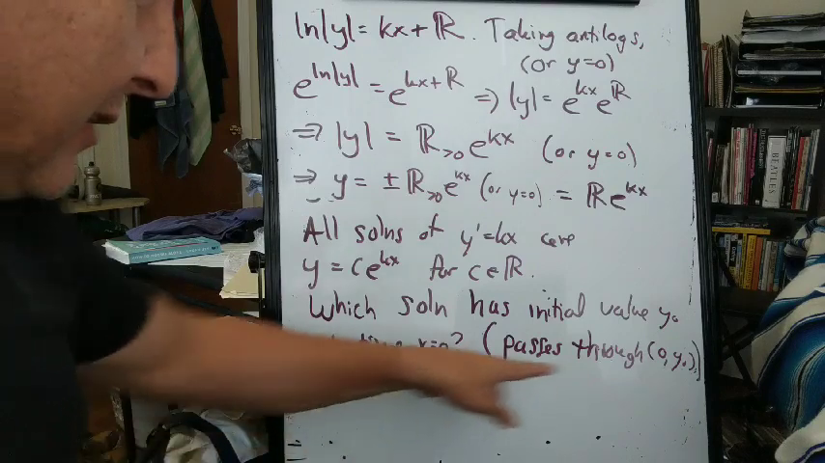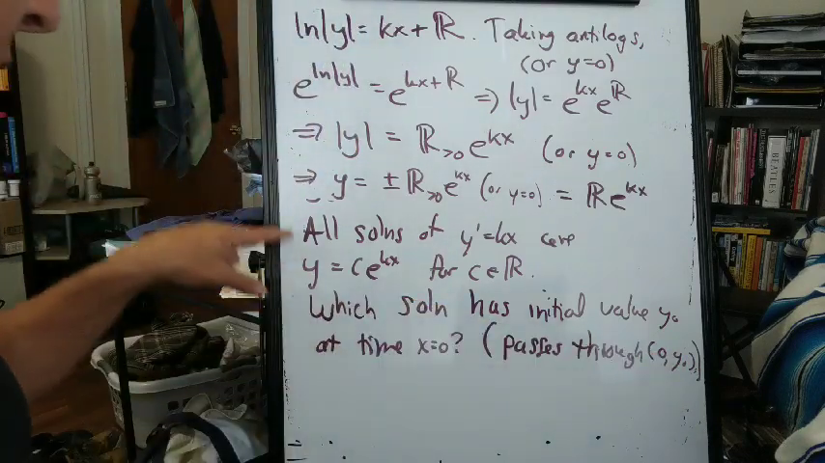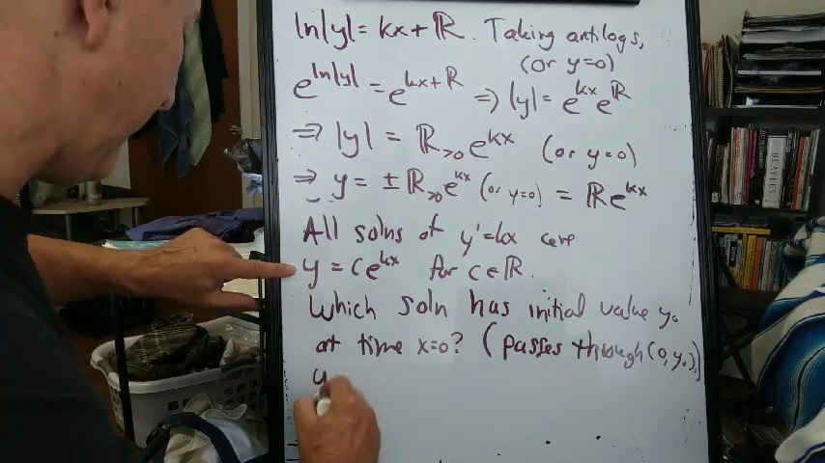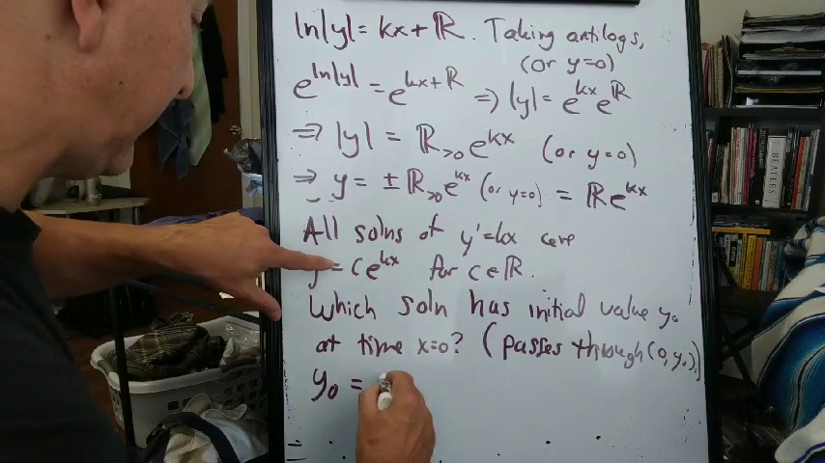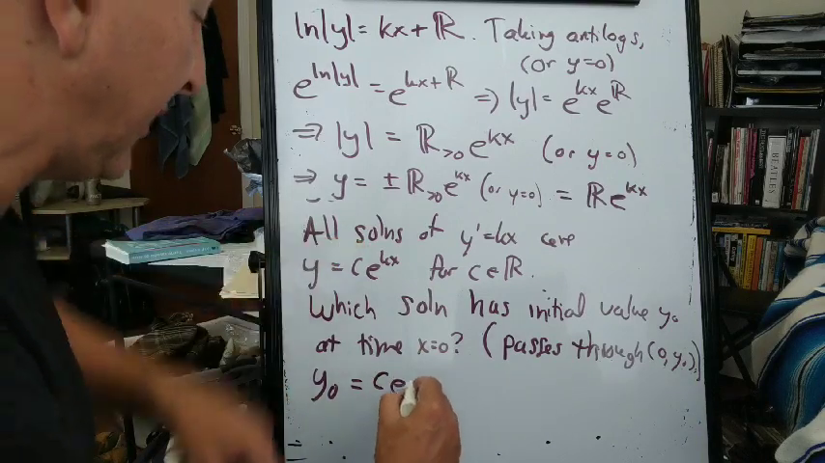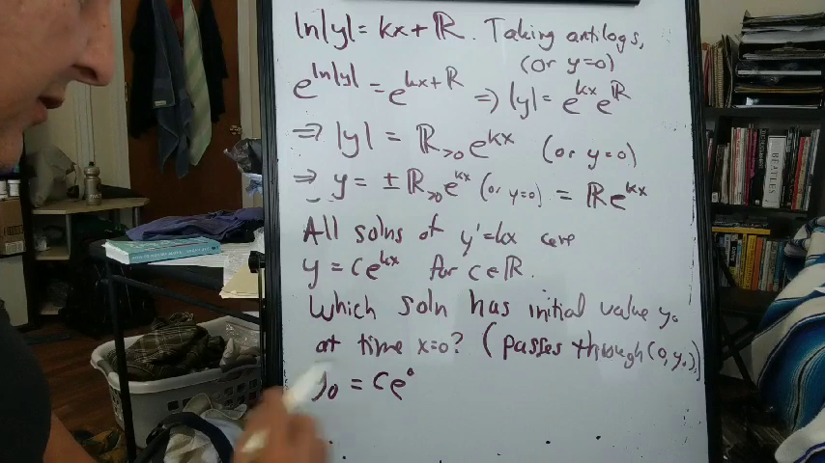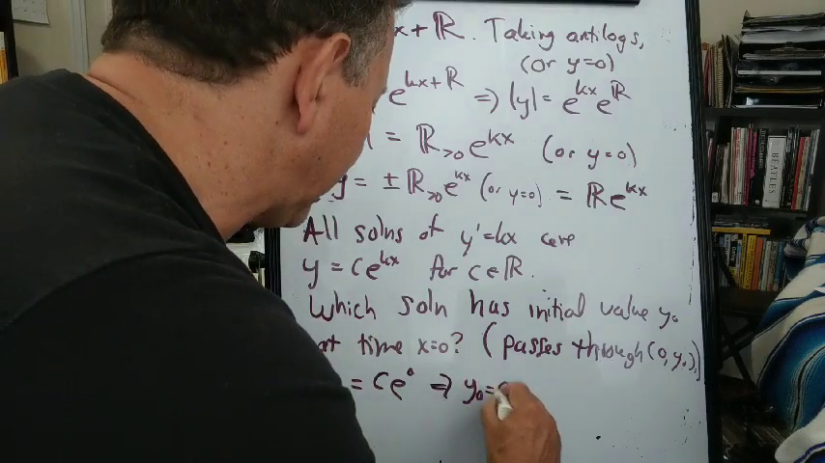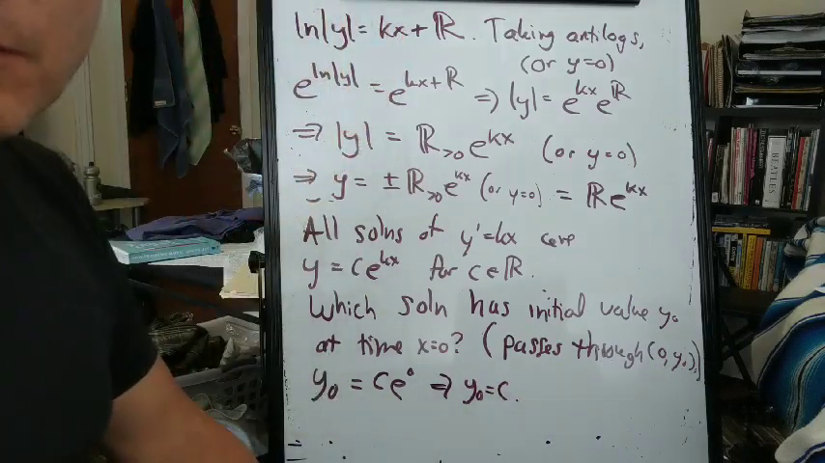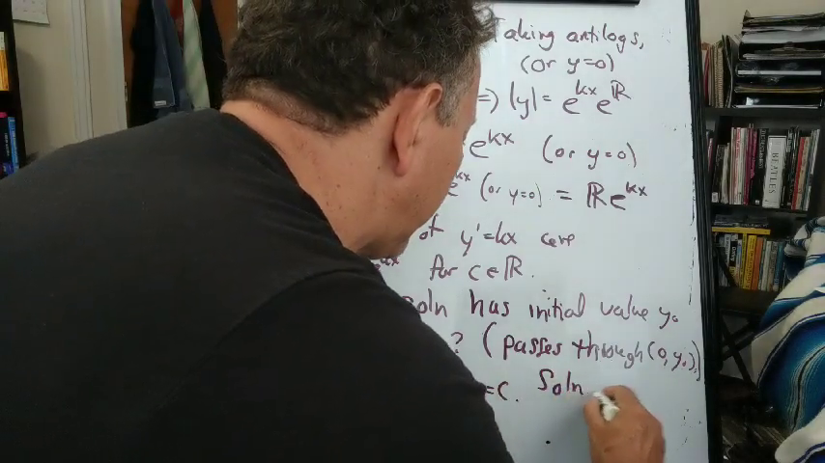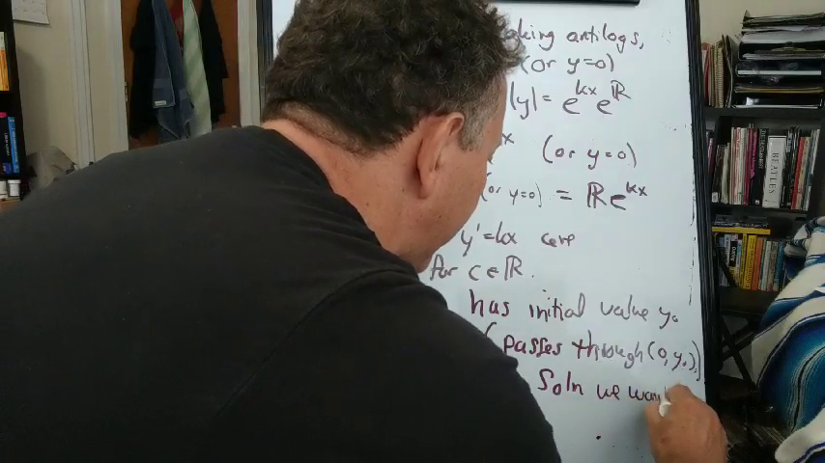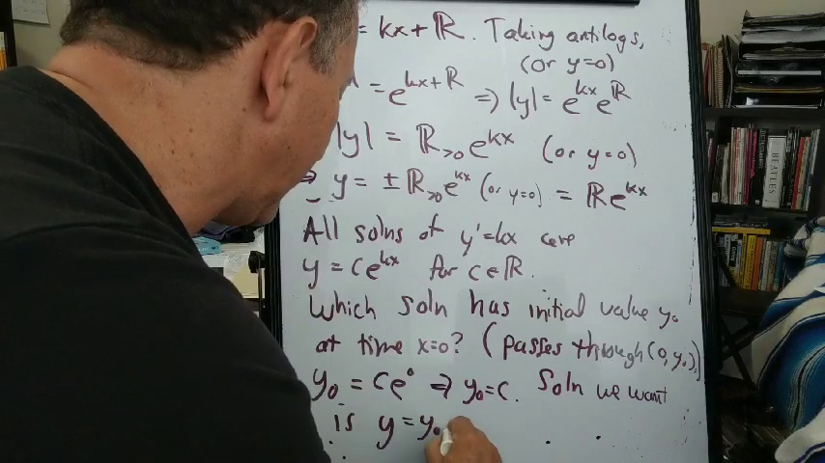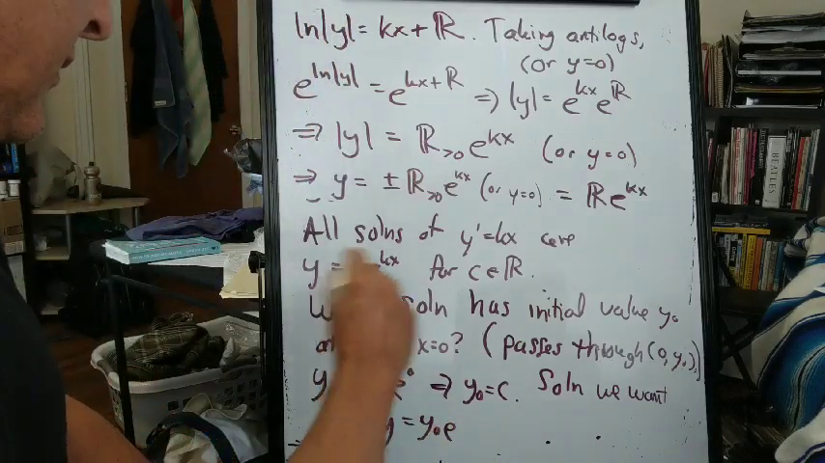To answer this, we'll just plug in 0 for x and y naught for y. Okay, so y naught equals c e to the k times 0, which is just 0. E to the 0th is just 1. So that means y naught equals c. So that means that the solution we want is y equals y naught e to the kx.